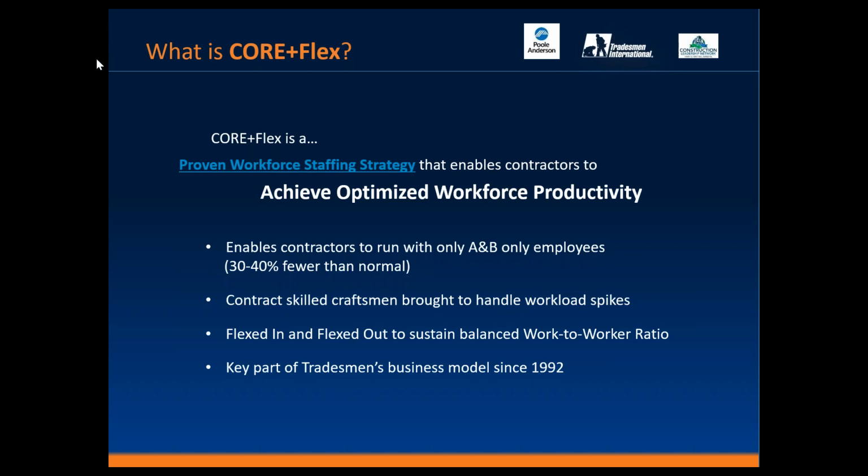That's typically 30 to 40% lower than what they normally run on a full-time basis. As those employees can't handle the workload spikes, or if work exceeds what they can handle, that's when they call in Tradesmen International and utilize contract labor. That's when we flex in contract labor. As work diminishes, our clients, our contractors send back our people, and there's that balanced work-to-worker ratio. So if you go to the next slide, please.